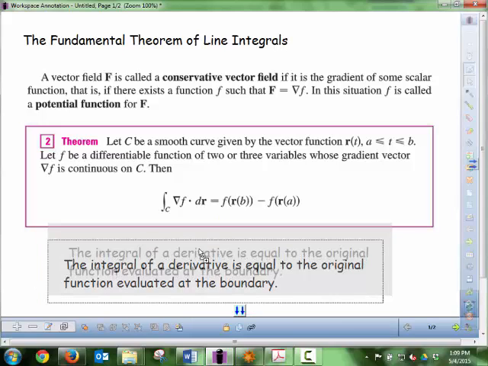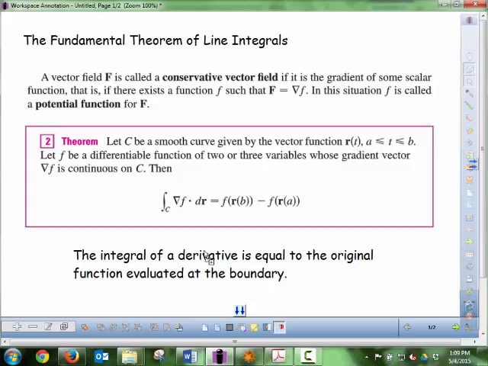So I want to use this term boundary because now this statement will resonate through the rest of the semester when we discover more, quote, fundamental theorems of things. So just like the fundamental theorem of calculus, this is a theorem that relates derivatives and integrals and something with boundaries.